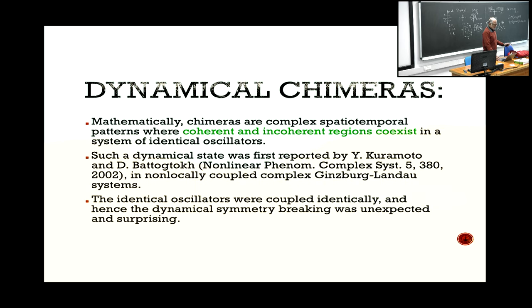Spiral chimeras. All right. Mathematically, these chimeras are complex spatiotemporal patterns where coherent and incoherent regions coexist in a system of identical oscillators. It was first reported by Kuramoto and Battogtokh, although really it was done by Kaneko earlier. I know that many of you are familiar with the work of Kaneko, coupled map lattices. I know we talked about it yesterday. So when you study large complex systems and ensembles, you find these experimentally.